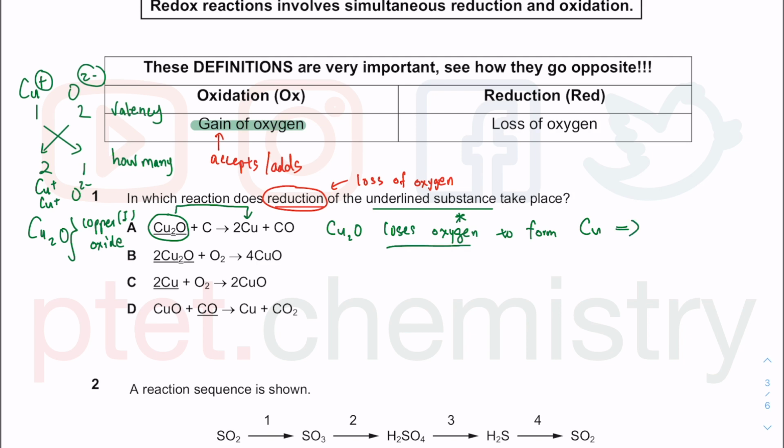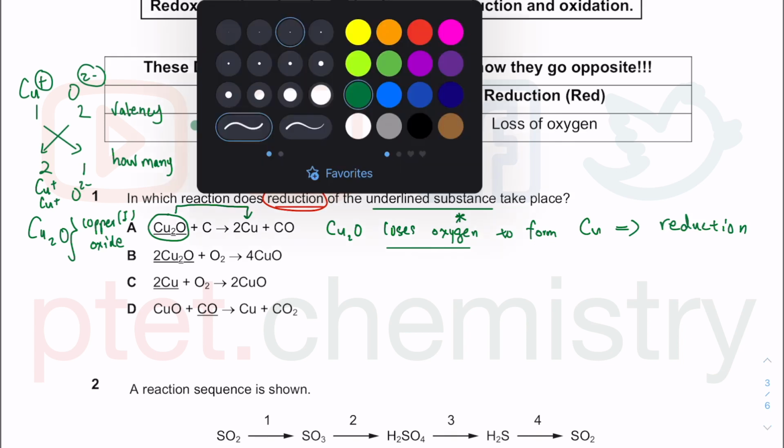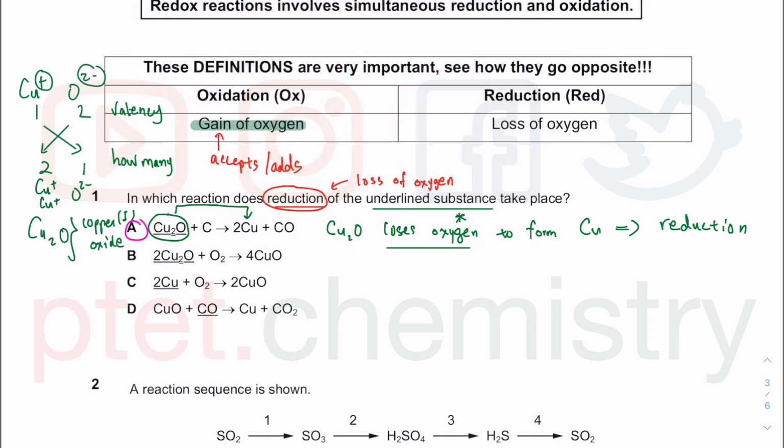When you lose oxygen, that is called reduction. You've got to pronounce it correctly. That's reduction. We're looking at reduction of the underlying substance. We already got our correct answer there. Let's just have a look at the next one anyway.